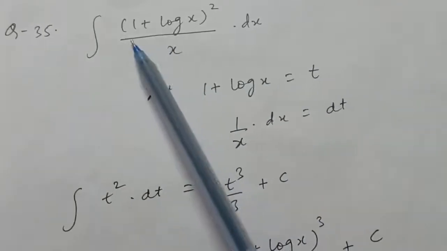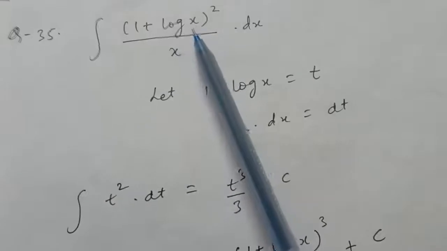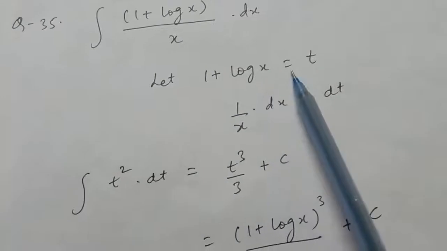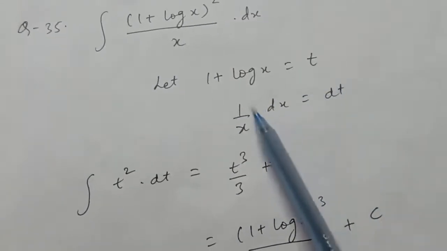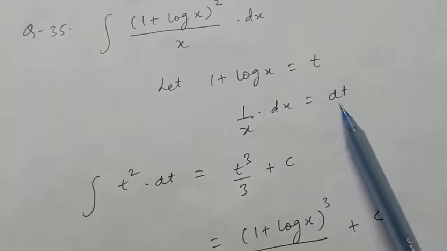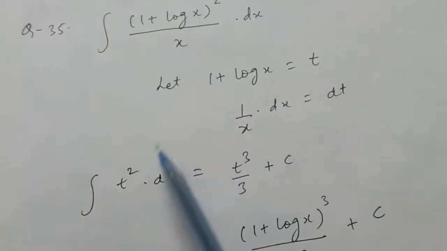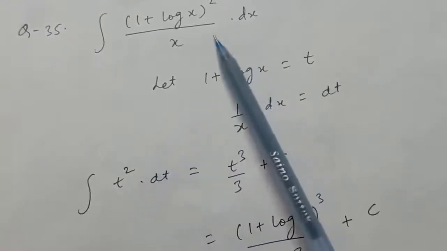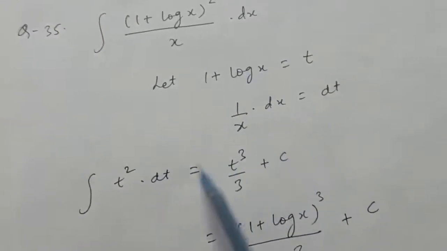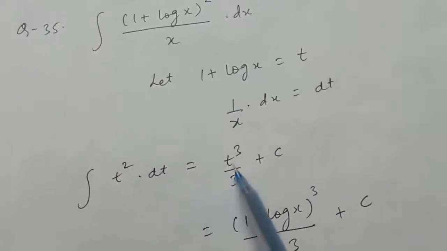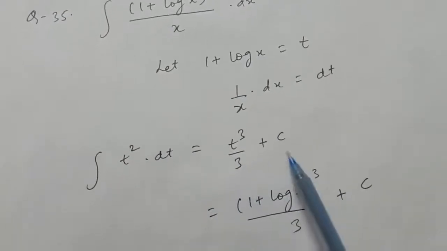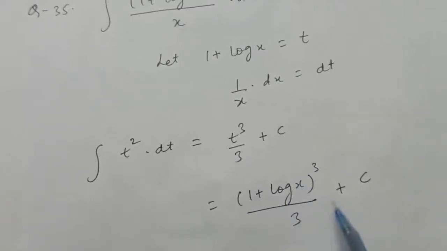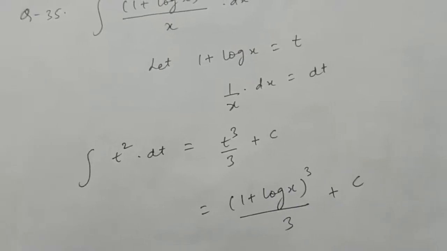As you know, the derivative of 1 is 0 and of log x is 1 by x, which is present in the integrand. Therefore, let 1 plus log x equal to t. Then you will get 1 by x into dx equal to dt. So the integral will now become, in place of 1 plus log x whole square, t square, and 1 by x into dx is equal to dt. So this is equal to t cube upon 3 plus c. In place of t, put this value 1 plus log x whole cube upon 3 plus c.